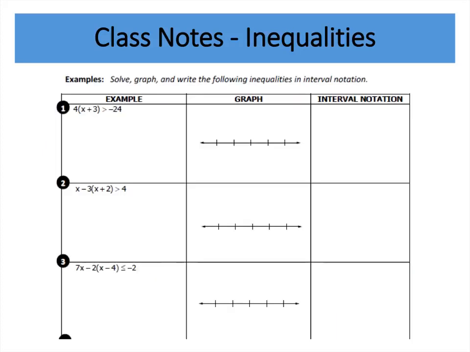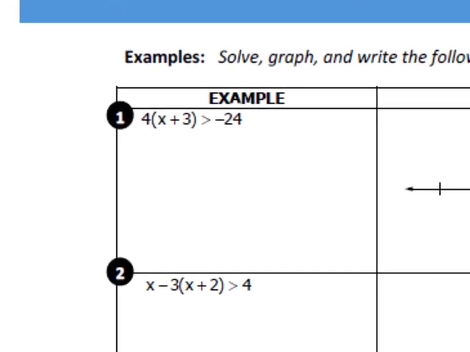So when we go do these problems, I'm going to zoom in just a little bit on these. This is example 1 on your activity, and we want to solve, graph, and then write the following information in interval notation. When we start this problem, the first thing that you notice is that we need to use the distributive property here. So 4 times x and 4 times 3, so it's 4x plus 12 is greater than negative 24. I'll give you a second to write that down. We use the distributive property to do this.